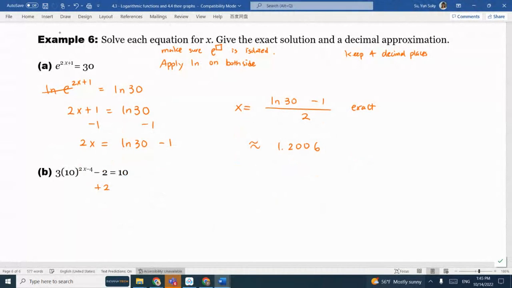Okay. Yeah, add 2. Then we have 3 times 10 to the 2x minus 4 equals, what is your right hand side? 12, right? And then what do we do? Divide by 3. Okay, left hand side, we get 10 to the 2x minus 4. What is your right hand side? 4, yes. Okay. What do we do next?